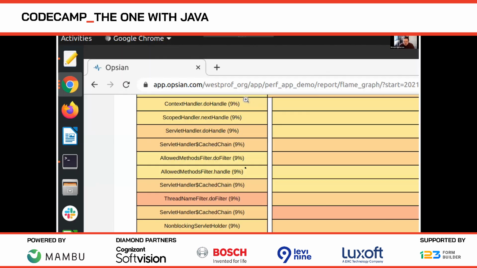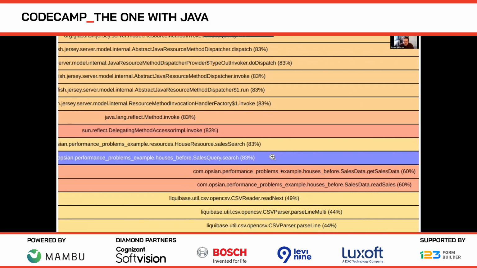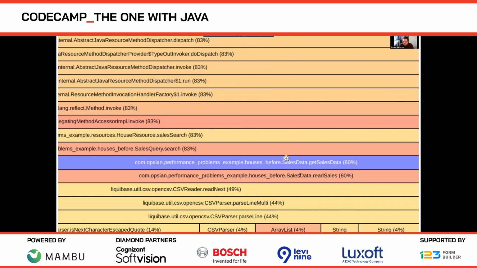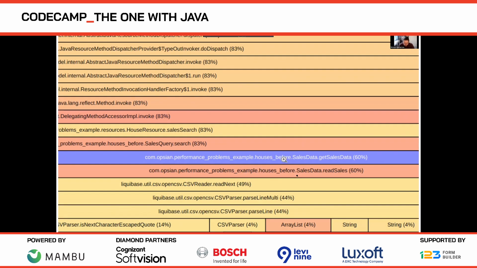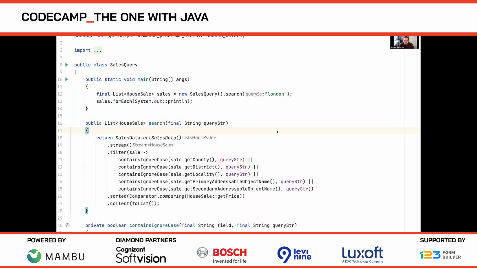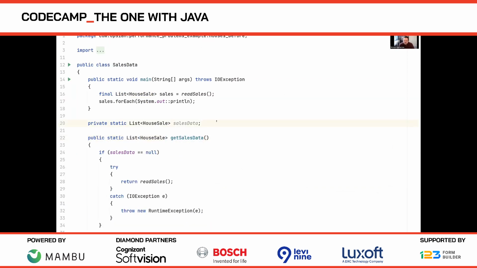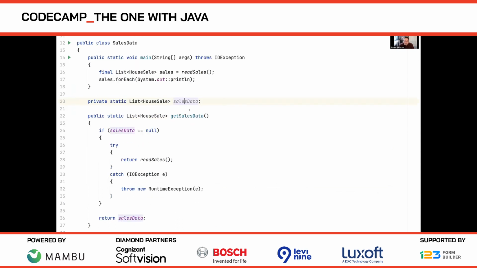So let's look in here and zoom into that data again, and we can see points where we get, for example, our SalesQuery.search. We've got a getSalesData method that's using up like 60% of CPU here, and readSales is within that getSalesData method. Now that immediately jumps out to me as something that's really weird, right? We don't want a getter to be a method that uses up a lot of time. If a getter is appearing in your profiling data, something really weird's going on, because a getter should just be returning a field.